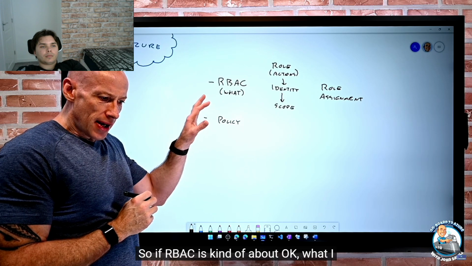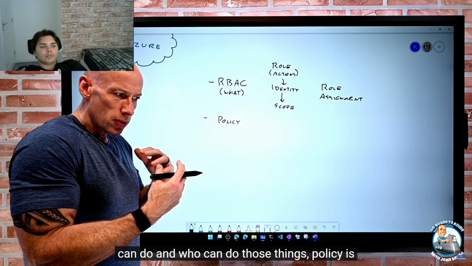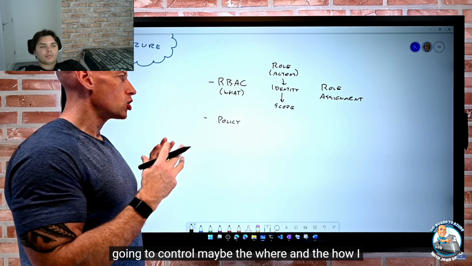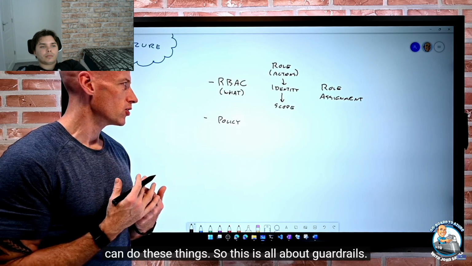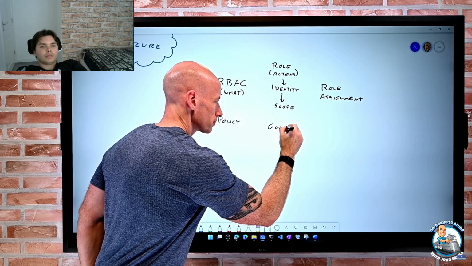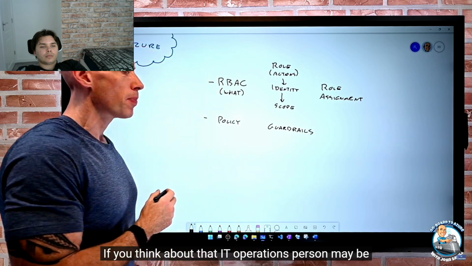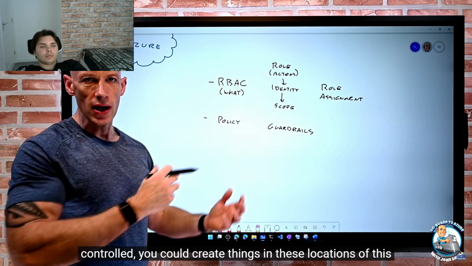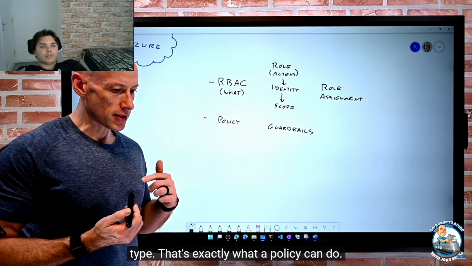So if RBAC is kind of about, okay, what I can do and who can do those things, policy is going to control maybe the where and the how I can do these things. So these are all about guardrails. If you think about that IT operations person, they may be controlled so you could create things in these locations of this type. That's exactly what a policy can do.